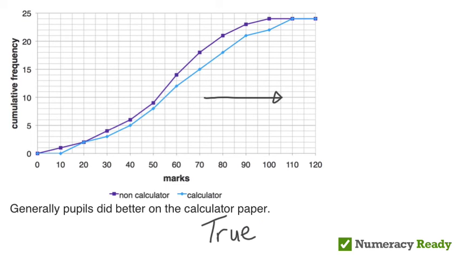If you're not sure about that, you can pick points and look at how many different people got different marks. So if we take this one here, for example, that's 18 people on both tests, but on the calculator paper, the mark is higher than on the non-calculator paper. Similarly, you could take any pair of marks along this line, and generally the blue line, the calculator marks, are to the right, meaning that they did better. And that's cumulative frequency graphs.